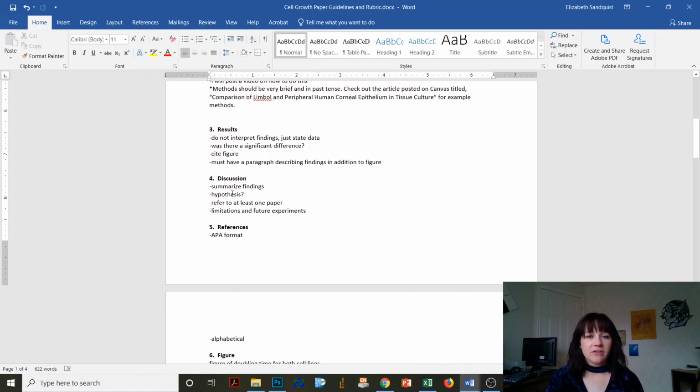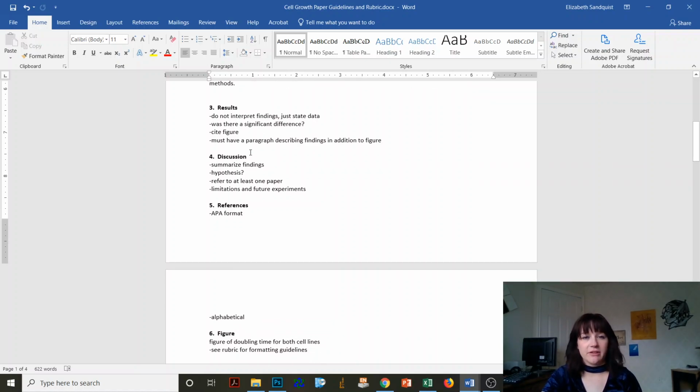The results section is going to state the data. What was the doubling time? Was there a statistically significant difference? And it must cite the figure. You should have, in addition to your figure, a paragraph of text summarizing your results. The figure alone is not enough for your results. You should not state the findings like, my hypothesis was correct. Whether or not your hypothesis was correct belongs in the discussion. Again, the figure itself is going to go at the very end of the paper.